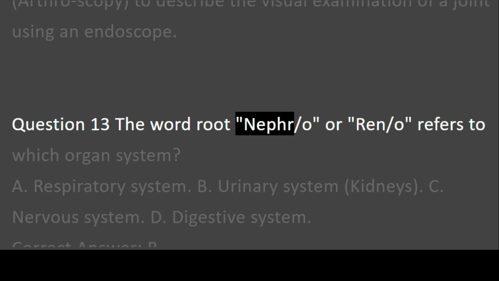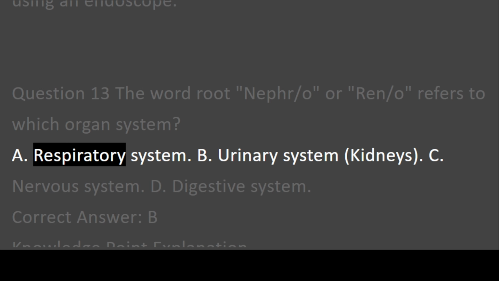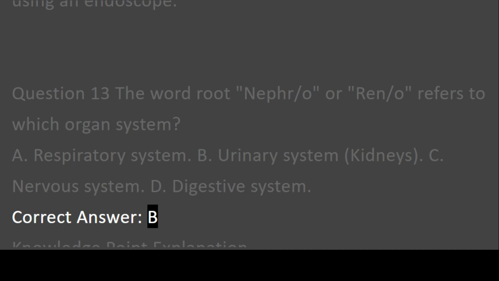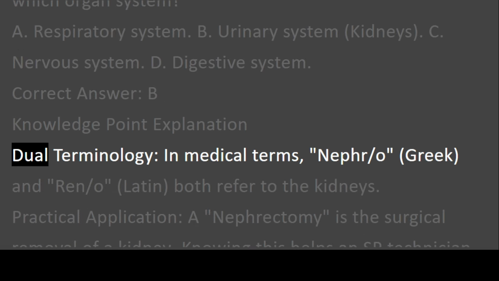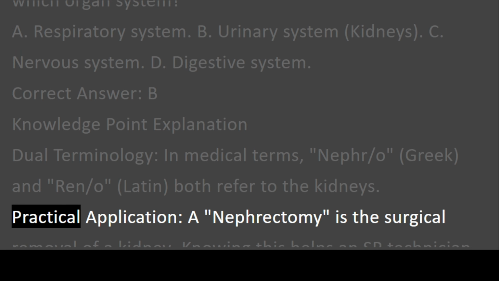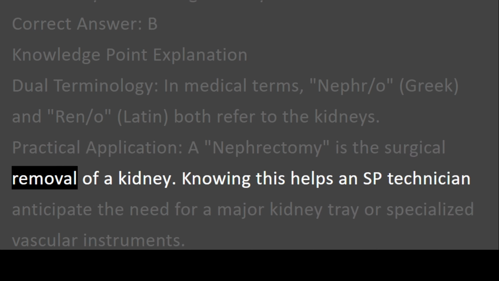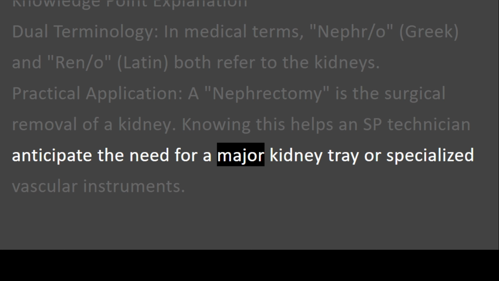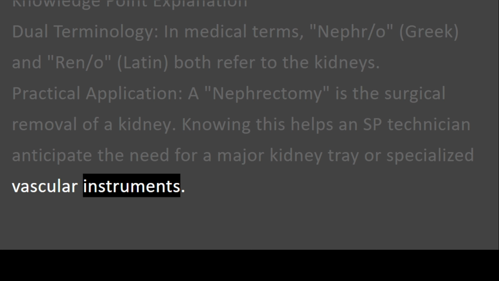Question 13. The word root nepher/O or ren/O refers to which organ system? A. Respiratory system. B. Urinary system, kidneys. C. A nervous system. D. A digestive system. Correct answer, B. Knowledge point explanation. Dual terminology. In medical terms, nepher/O, Greek, and ren/O, Latin, both refer to the kidneys. Practical application. A nephrectomy is the surgical removal of a kidney. Knowing this helps an SP technician anticipate the need for a major kidney tray or specialized vascular instruments.